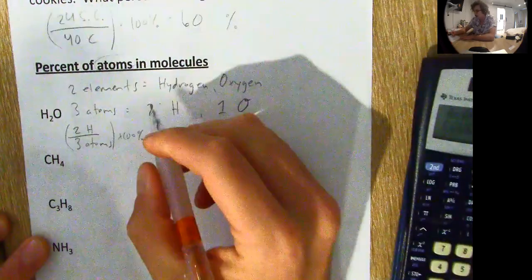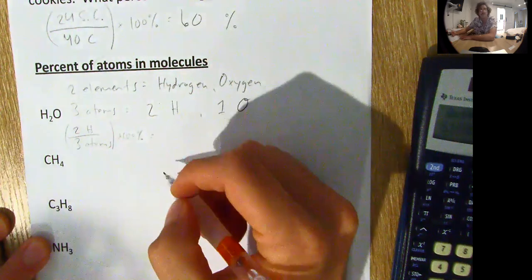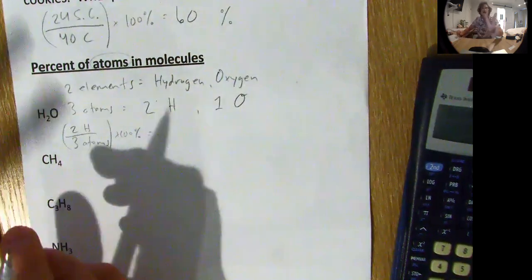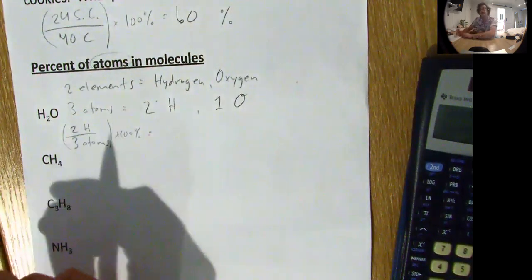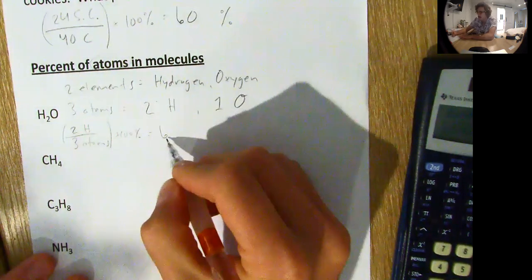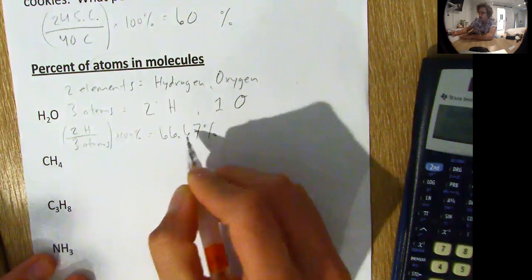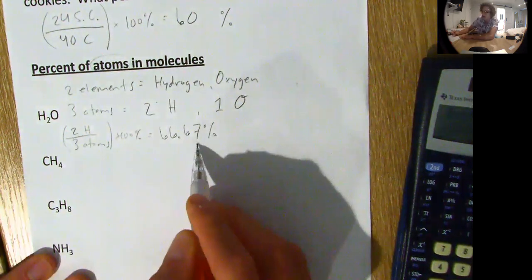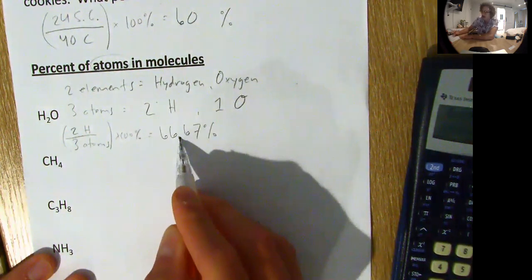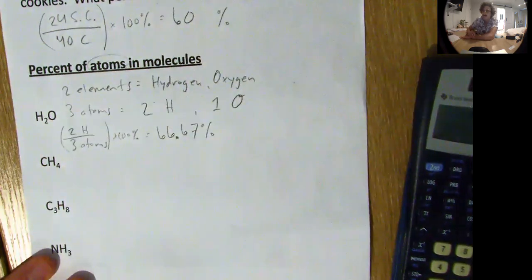66.66. It keeps going. What I'd like you to do is round to the hundredths place. That means we want to always keep 2 places after the decimal. That's going to kind of be a rule for this class. 66.67%. If I round to the hundredths place, that means I'm keeping 2 places after the decimal. Okay.